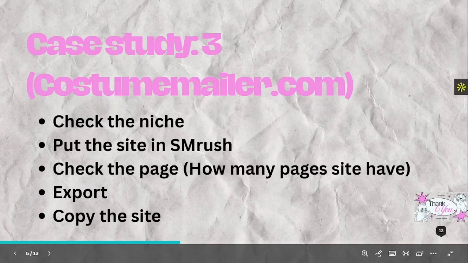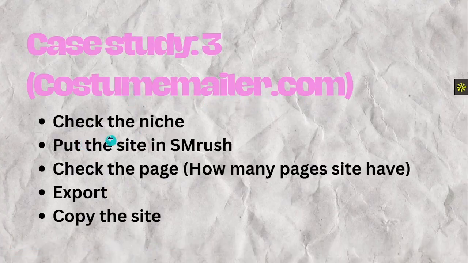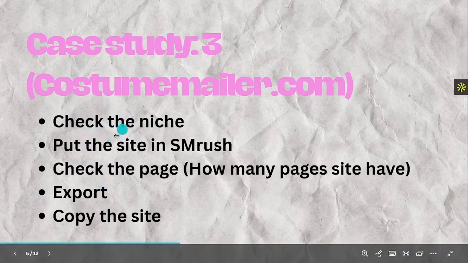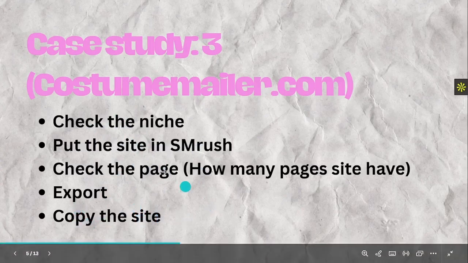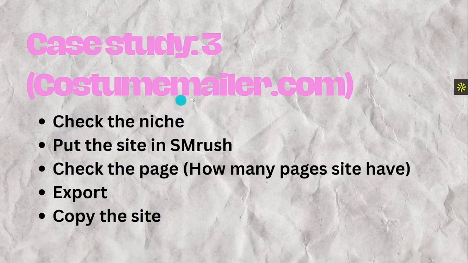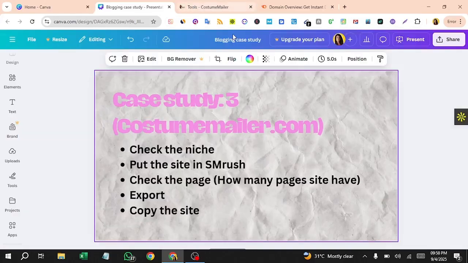You can see costumemeller.com. This is the third website where we are going to see the whole case study. What you need is to understand these 5 points: check the niche, put the site in SEMrush and check the pages, export, and copy the site. These are the 5 very basic points in order to see a blog. So let's move to the blog and see what this actually looks like.